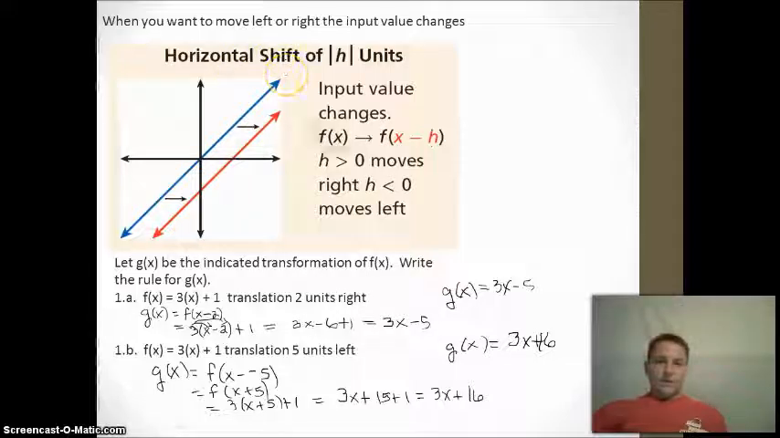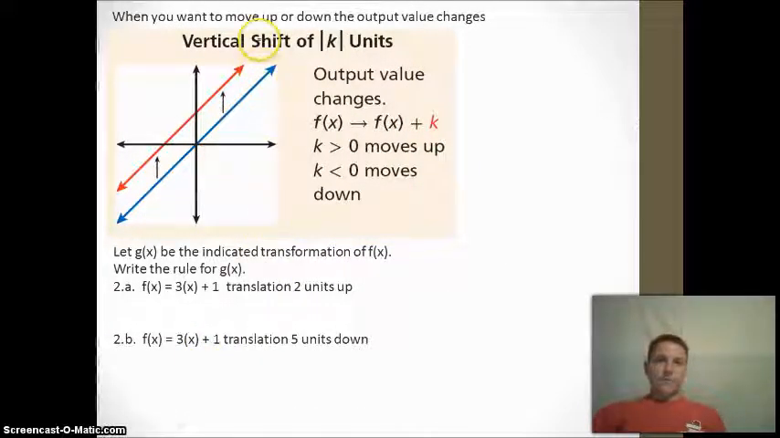Remember that on a horizontal shift, our input value was the only thing that changed. For vertical shifts, when we want to move up or down, the output value changes. So all we're going to do is add a number to the outside of our function. Remember I said we're going to use the same function. So 3x plus 1, we're going to translate it 2 units up. To translate it 2 units up, for our new function g of x, we're going to take f of x and add 2.